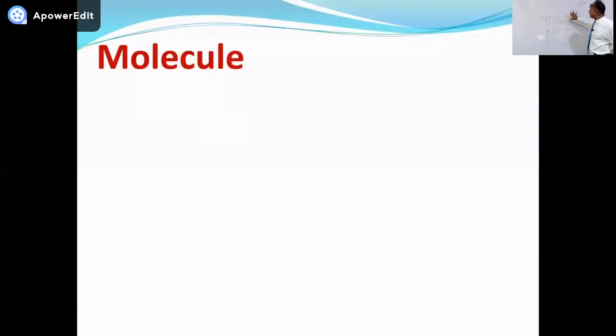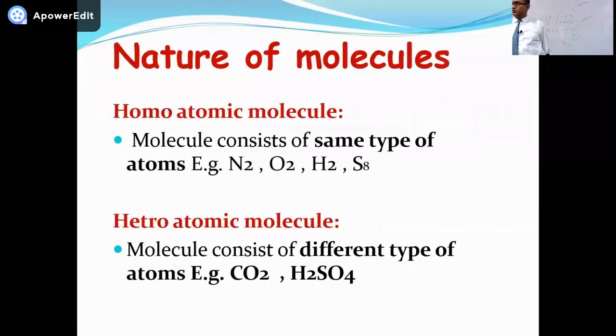Then what is the difference? Same kind of atoms is why it is called homonuclear. This is called heteronuclear. Carbon dioxide, heteronuclear. Sulfuric acid, heteronuclear. Ozone, what do you call it? Homo or hetero? Correct, it's homonuclear. P4, phosphorus, homonuclear. S8, homonuclear. So homoatomic molecules comprise the same, and heteroatomic molecules comprise different kinds of atoms. Right?